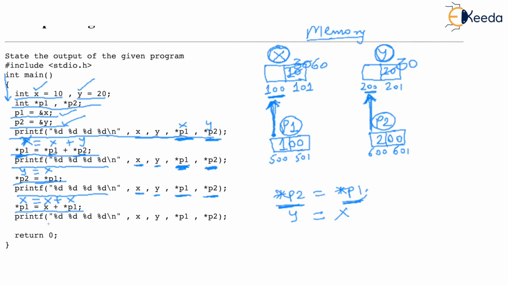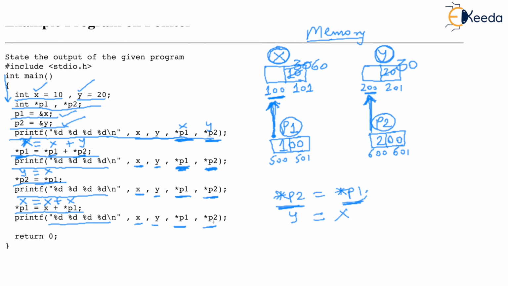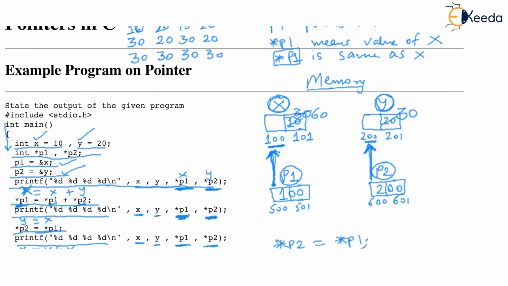And then we are printing 4 integers, and we are printing x, which is 60, y, which is still 30. Check the diagram. Asterisk p1 means x, which is 60, and asterisk p2 means y, which is 30. So the last line of the output is going to be 60, 30, 60, 30.